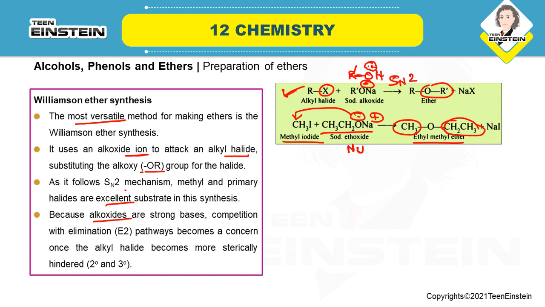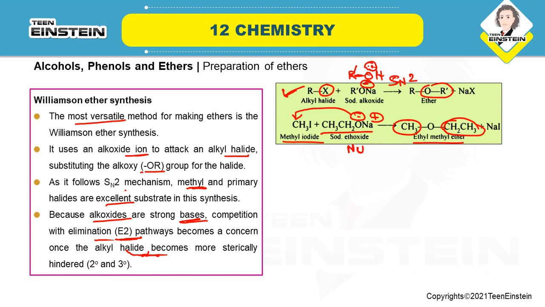So alkoxides, as they are also strong bases, there is a chance of competition with the elimination reaction by the E2 pathway. So that is one disadvantage of this reaction. The E2 path, that is the elimination reaction, will be the major reaction if the alkyl halide is sterically hindered. That is, instead of taking methyl or 1 degree halide, suppose you have taken 2 degree or 3 degree halide, then this chance of elimination is increased.